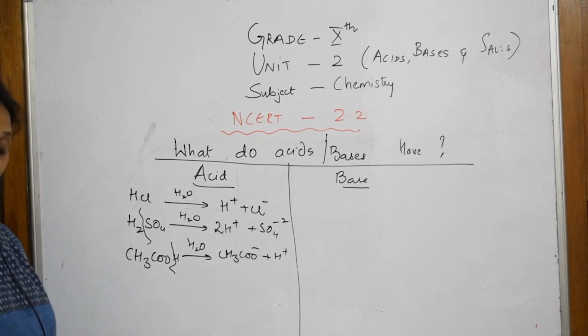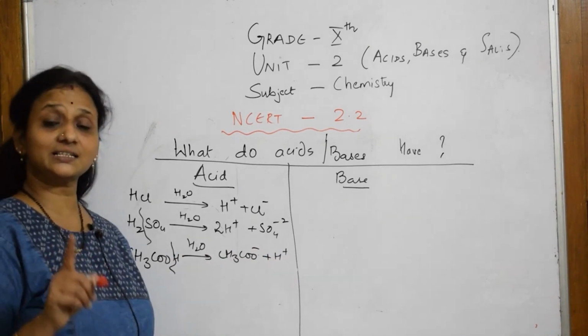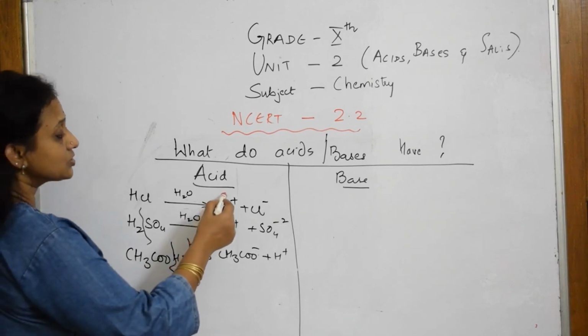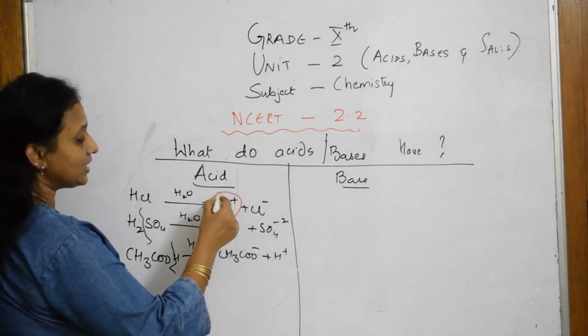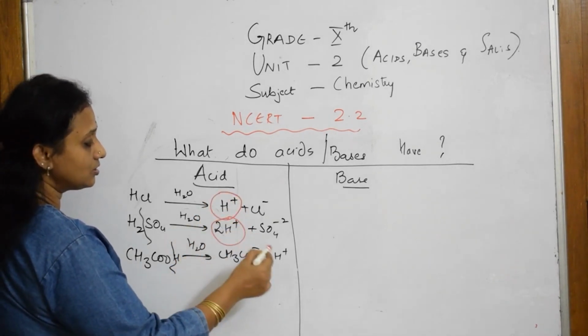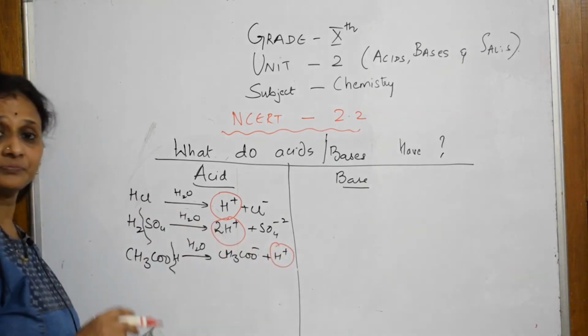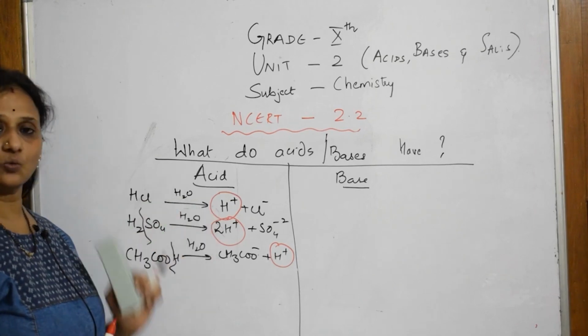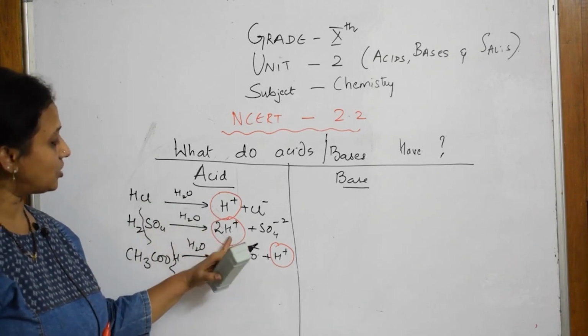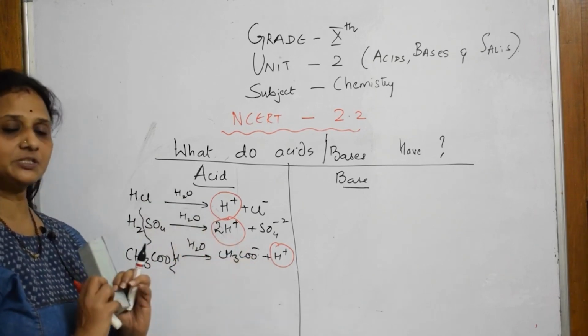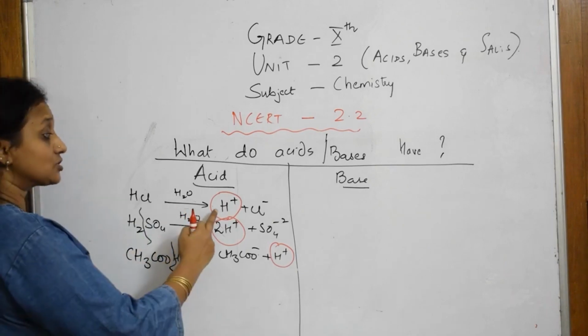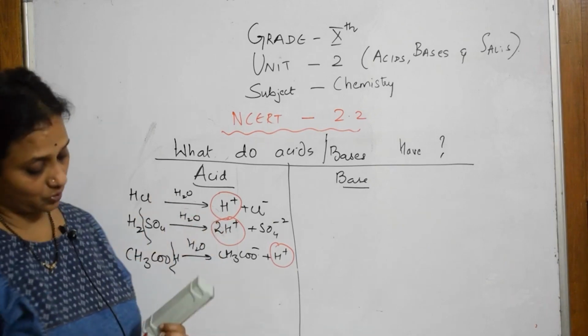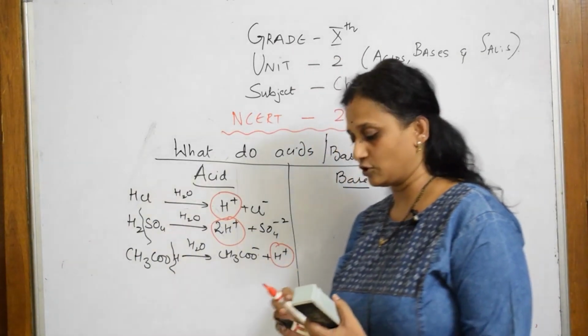Now, what are you observing? Whenever an acid is dissolved in water, it is going to dissociate or ionize into an ion called H plus ion. You understood? Yes. So whenever acids are dissolved in water, they are going to release or dissociate. Dissociate means breaking into ions called H plus ion. Okay. Now little understanding I have got.